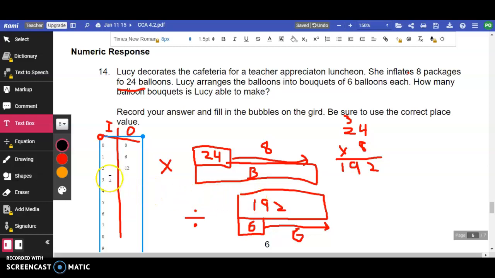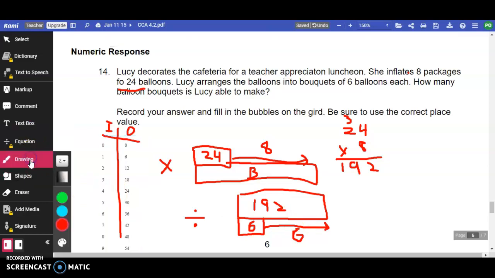12. 12 plus 6 is 18. 18 plus 6 is 24. 24 plus 6 is 30. 30 plus 6 is 36. 36 plus 6 is 42. 42 plus 6 is 48. 48 plus 6 is 54. So now I have my in-out table, which will help me with division.